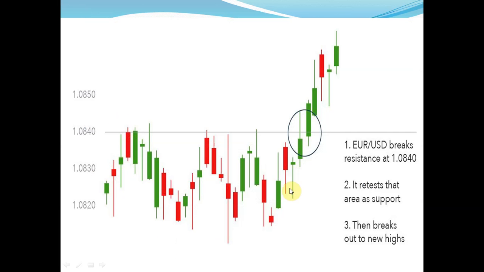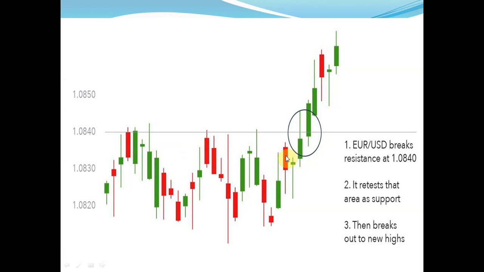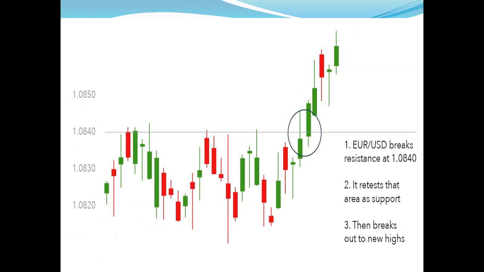So this is the example. You see, I have taken the Euro USD. You have to draw a pennant here. Then you see here, the second pennant is formed, and it breaks the line. So these two diagrams are enough for you.